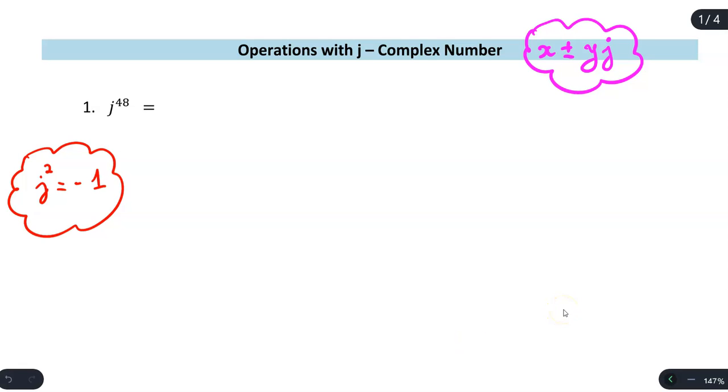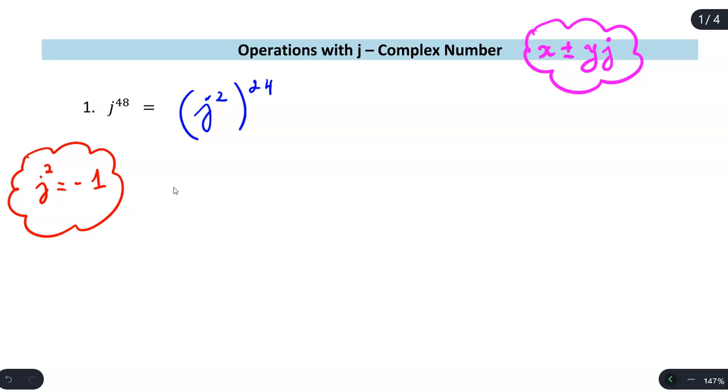Hello everyone. In this video, I would like to go over the operations of j. j is the imaginary part of a complex number in rectangular form. So in order for us to simplify j to the exponent 48, we need to base that on the definition that j squared is equal to -1. So I will use an exponential rule to break this into two parts. So what I will do is I will write j squared, all of it raised to the exponent of 24.